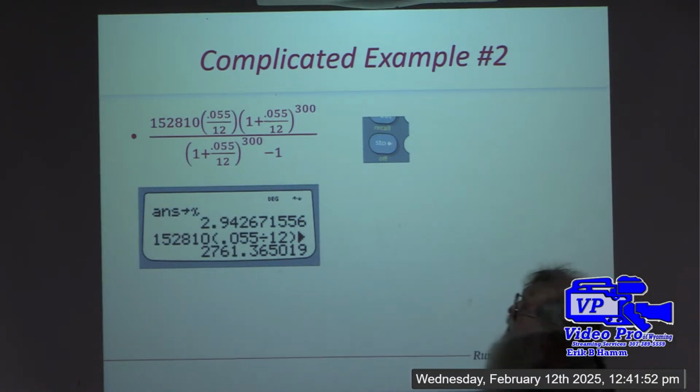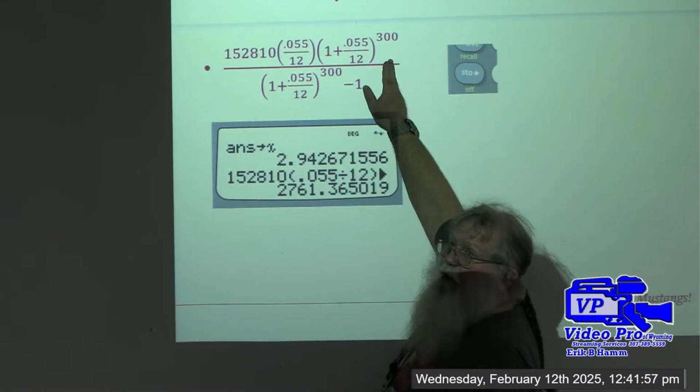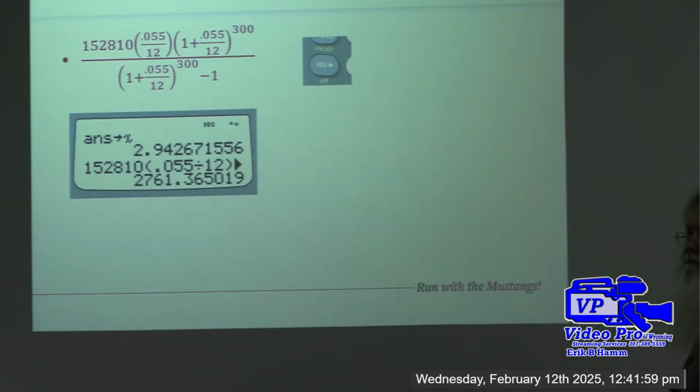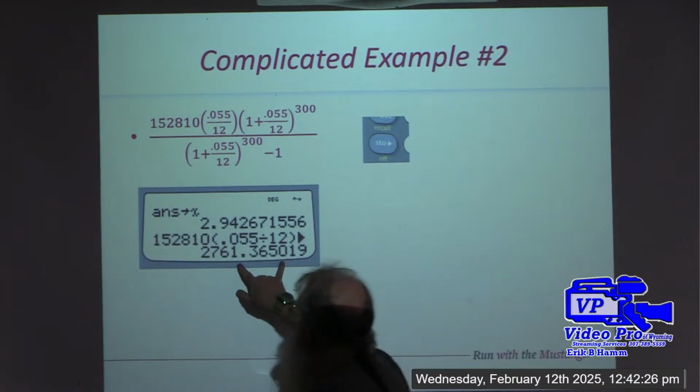Just work your way from left to right using left parentheses, right parentheses. Just work your way across. And hit enter. And then don't do anything else to the calculator. So this is our last number in our calculator.